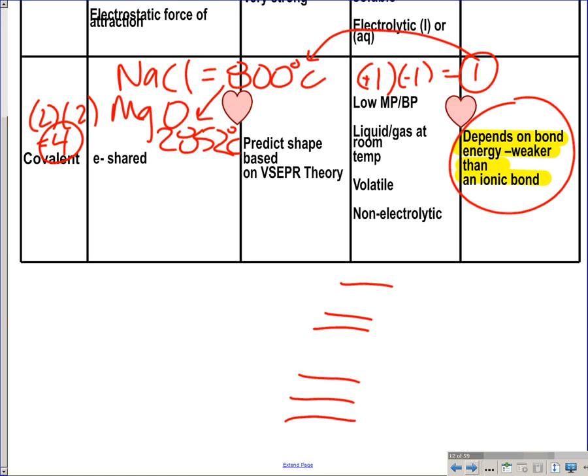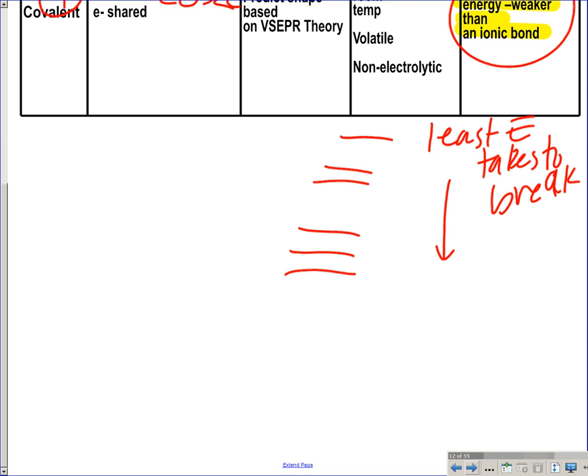And then there's some other stuff that goes into play. You don't want to know that yet. So this one's going to be the least energy it takes to break, all the way down to the most energy it takes to break.